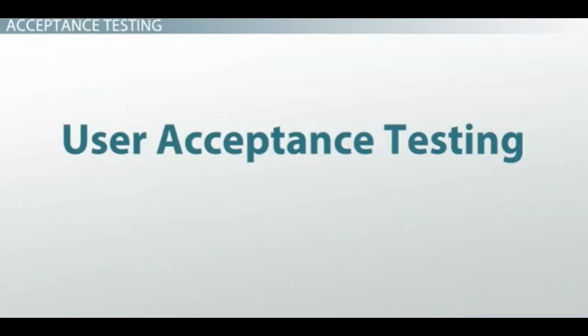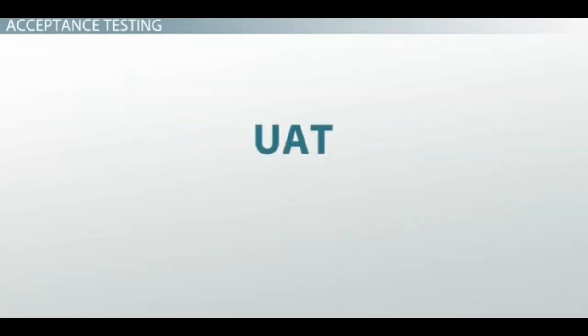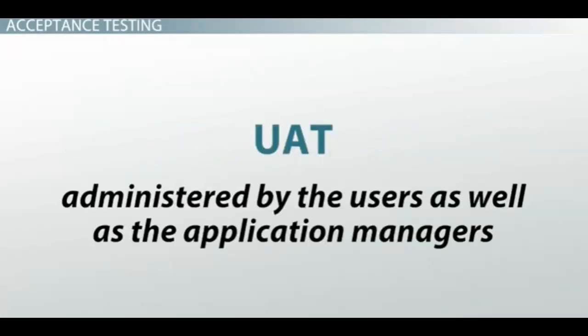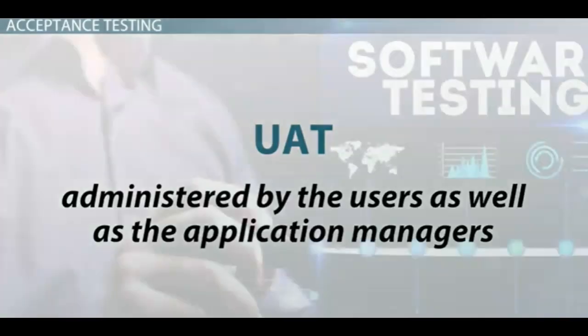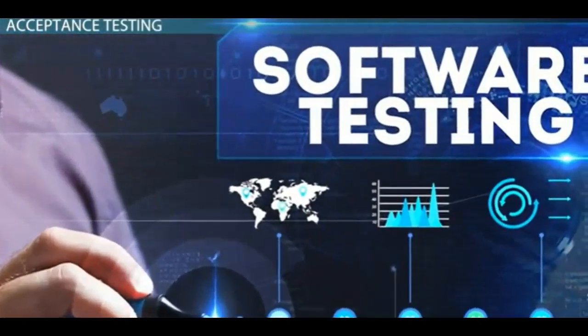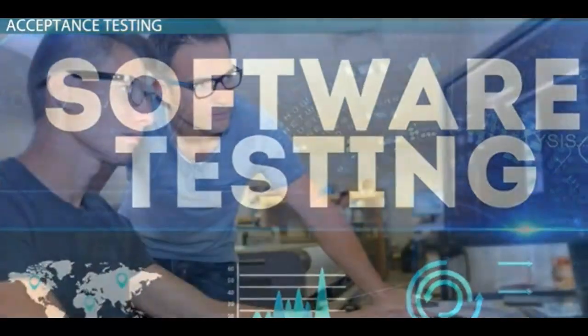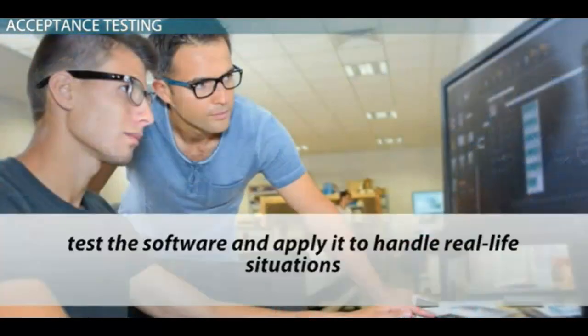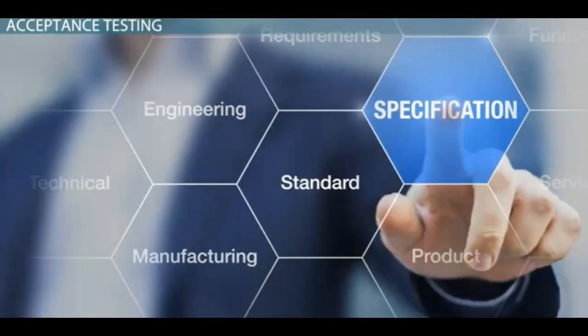First, there is user acceptance testing, or UAT. UAT is administered by the users as well as the application managers and is typically used in the software testing process. UAT has users test the software and apply it to handle real-life situations. UAT must also meet specific specifications.